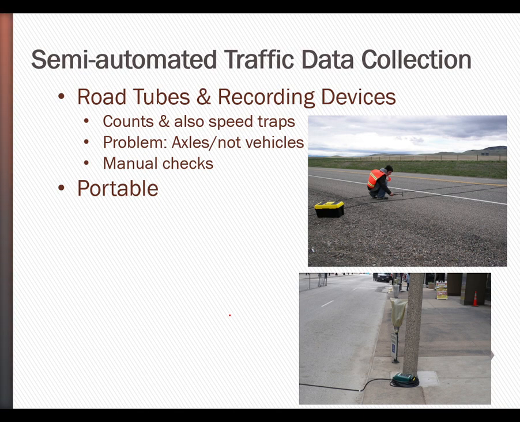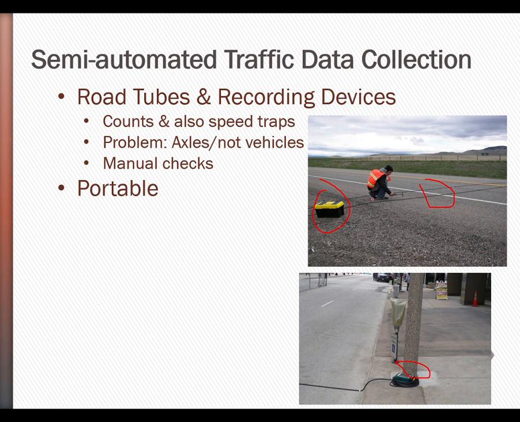Then we talk here about semi-automated traffic collection. So we have here what we call the road tubes, and you might see this on the road. We put tubes, and this is the control box. It gives a pulse, and we connect it and chain it to the poles.